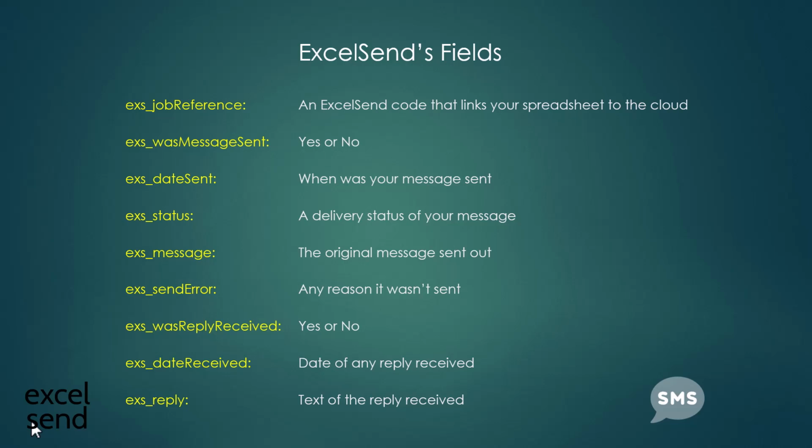The first column is a reference code. It's necessary, just ignore it, hide it if you have to. The next 5 fields hold information on the messages that I sent out. The last 3 are about any replies that are received, the last field containing the actual reply.